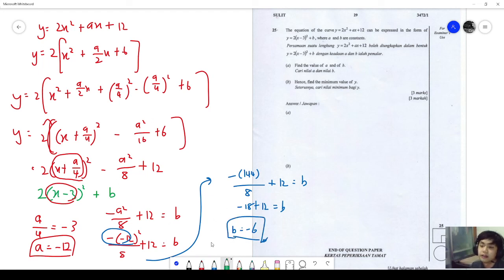Right. So part B, find the minimum value of y. The minimum value of y in this case would be simply here, because like I mentioned earlier, in the vertex form this is considered to be the minimum value. Therefore, we can just say the minimum value equals negative 6. And this is done.